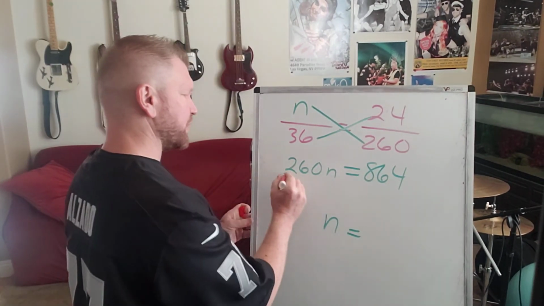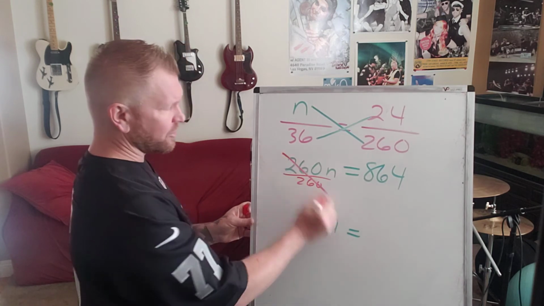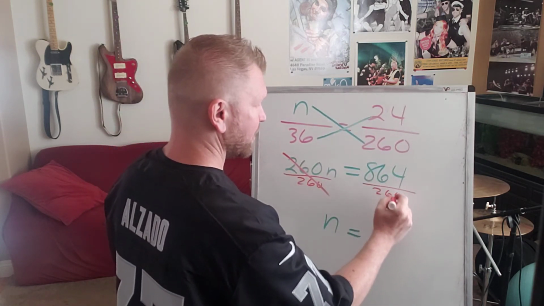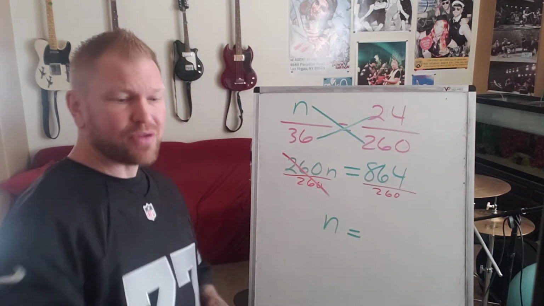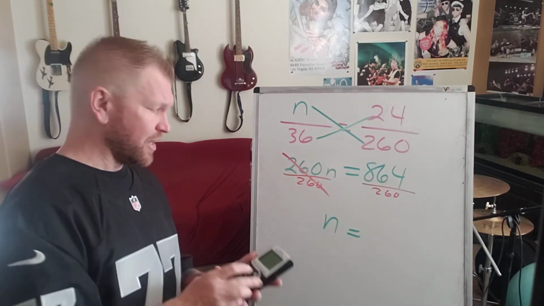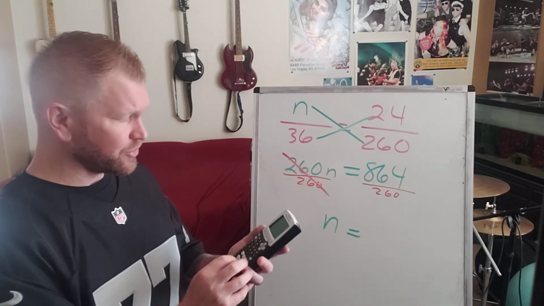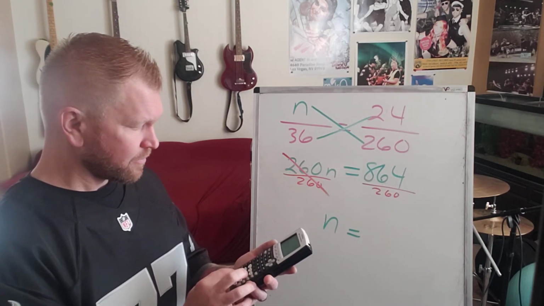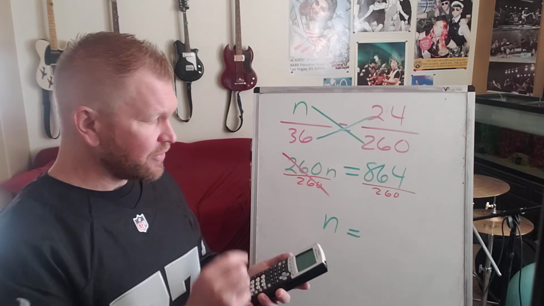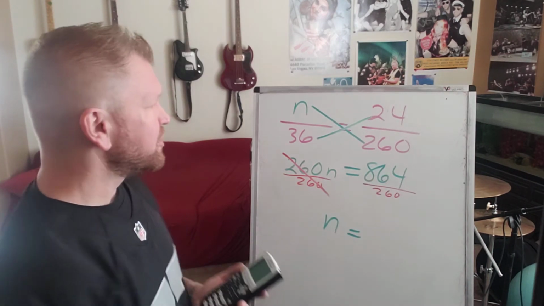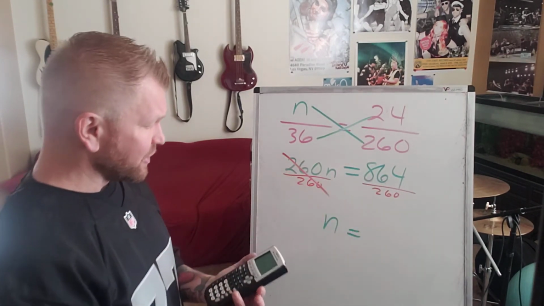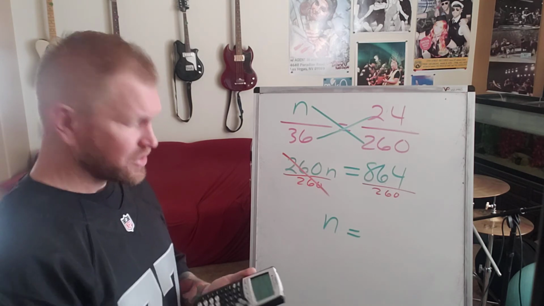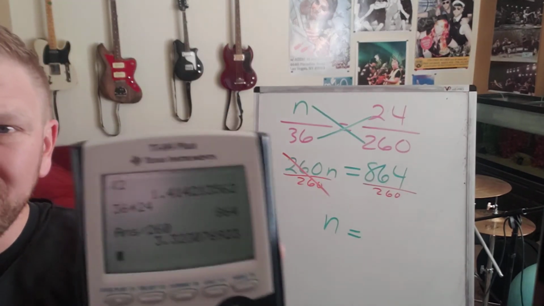So we'll divide this by 260, cancel those out, but that means we have to divide this by 260 as well. Now again, if you want to work that out by hand, you can. I'm going to use my calculator. I'm going to put 864 divided by 260. And again, even though I'm using a calculator for this, I'm still showing all of my work on here. Okay, so this one is a decimal, 3.323. So it's a decimal that goes on for a long time.